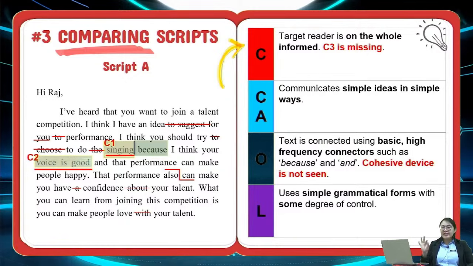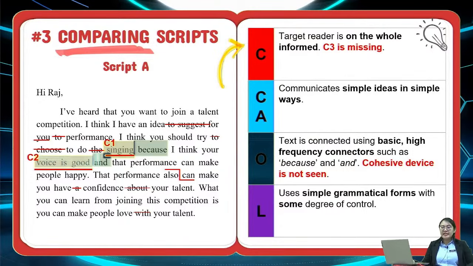If we can see the last sentence, it says that what you can learn from joining this competition is you can make people love your talent. But making people love your talent doesn't mean that Raj is able to learn from that. So he is not answering the third task. Alright, so we can see there, target reader is on the all in form. We have C1 there, we have C2 there, but C3 is missing. Okay, so it's not all answered. Task is not all fulfilled.